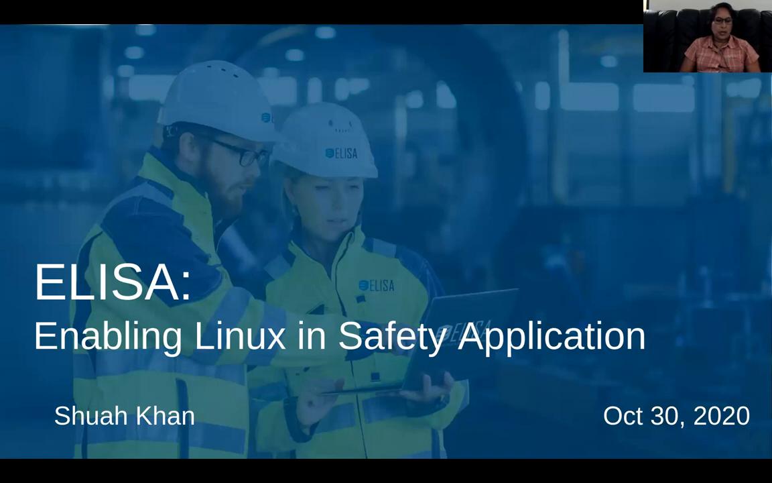We are starting our ELISA mini-conf at the Open Source Summit today. And we have a panel of speakers that will be talking about various aspects of ELISA and sharing the work that we have been doing these past several months.